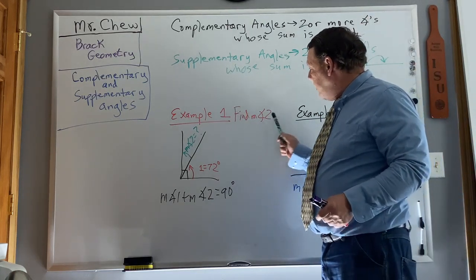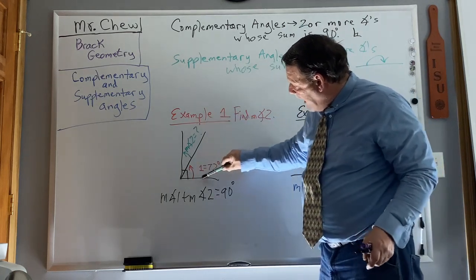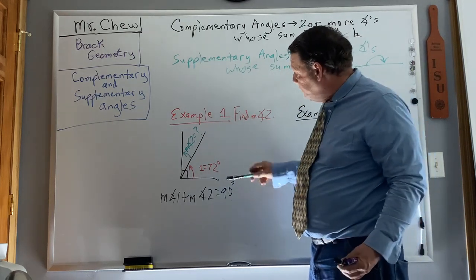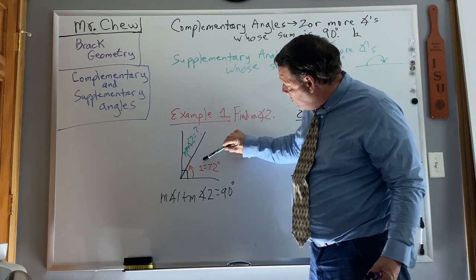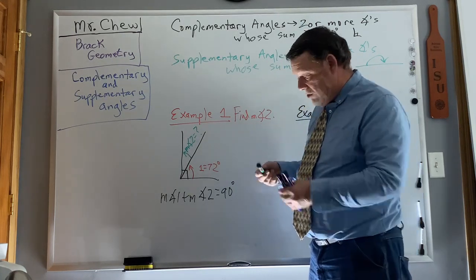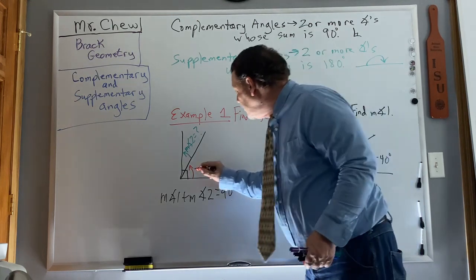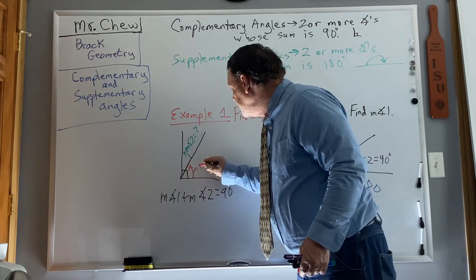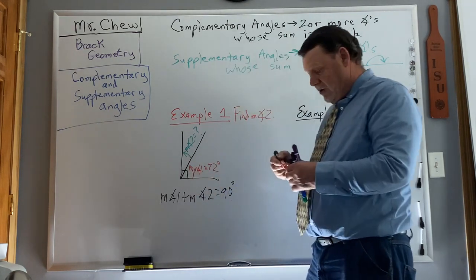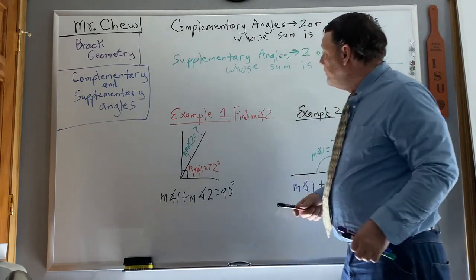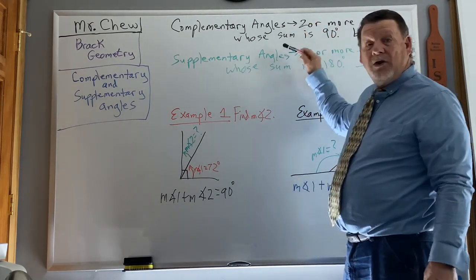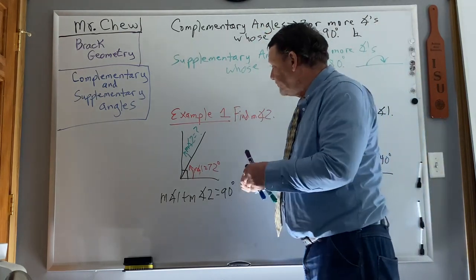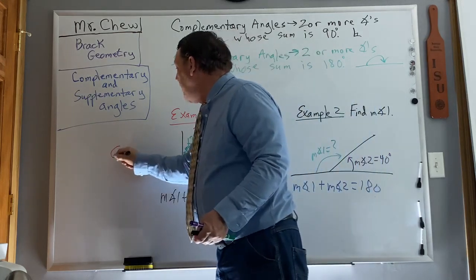Example 1, it says find the measure of angle 2. So I have this black angle that is divided using the angle addition postulate, where one of the angles down here that we're calling angle 1 is 72 degrees. So I always have the little m, which means measure of angle 1. So I can just write that in. Measure of angle 1 equals 72 degrees. They want us to find the measure of angle 2. Well, is example 1 complementary or supplementary? Since it's making a right angle, it's complementary. So this one is complementary.